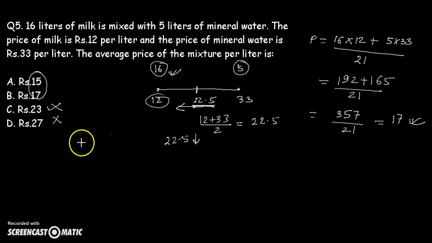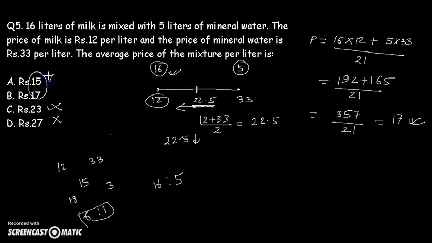Now from this point we can use the two options. So write 12 and 33 here. If you put 15 here, this value will become 18 and this value will become 3. So the ratio is 6:1, which is not the case. The ratio is exactly 16:5, and that's why 15 is rejected out, 17 is the answer. You can just verify 12, 33. If you write 17 here, 33 minus 17 will be 16, 17 minus 12 will be 5.